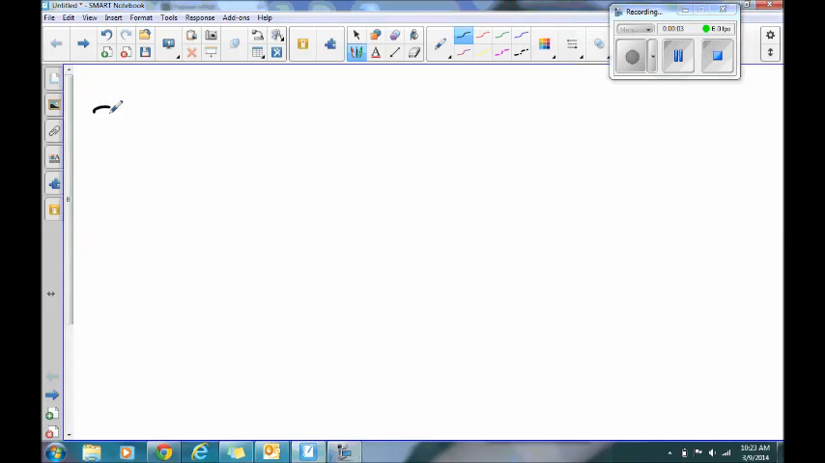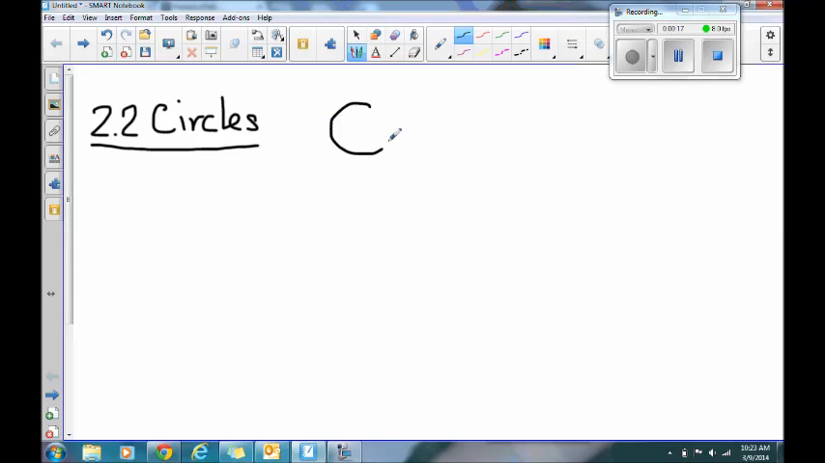Section 2.2 in your textbook is the section on circles. When we are looking at the equation of a circle, or when we're thinking about what a circle is, it's a set of points that is equidistant from a single point, where that single point is the center of the circle, and that distance that every point is from the center is called the radius of that circle.